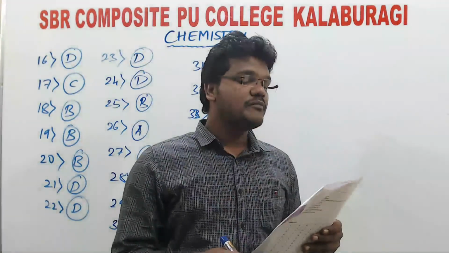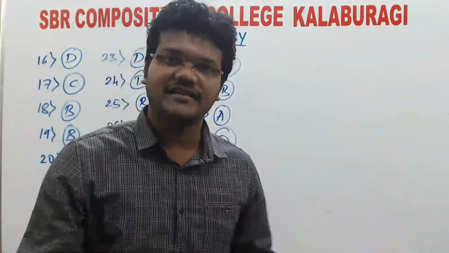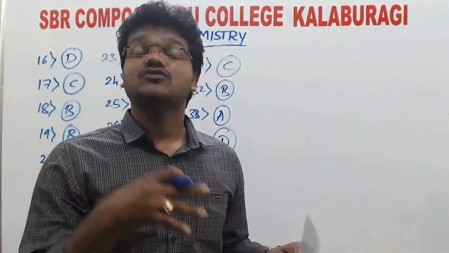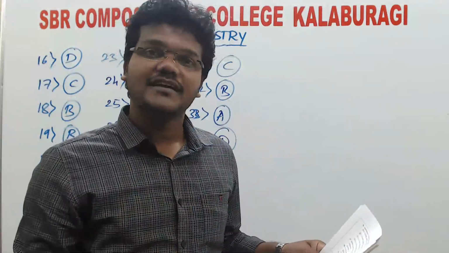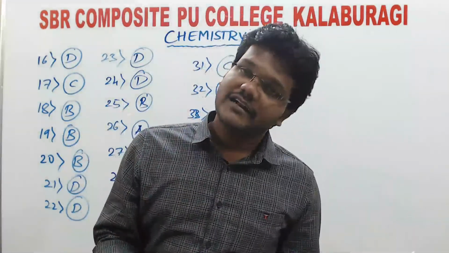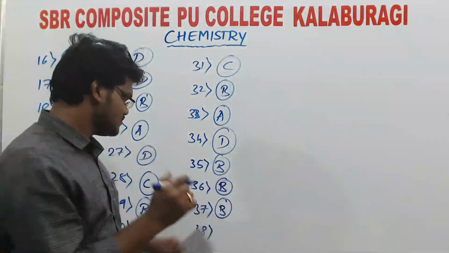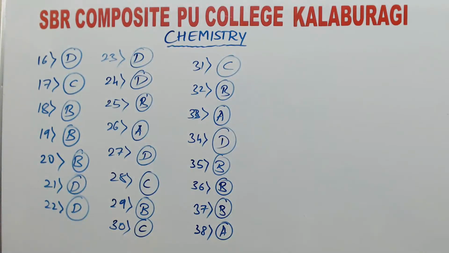38. See, ortho and para directing groups are mostly, as I said, activators. They are ring activators. Ortho and para directing means ortho and para electron rich. They are allowing the electrophile to come and attack. So they are activating. So ring activators or ortho and para directing groups are called what? Activating groups. So 38 is option number A. Correct now?